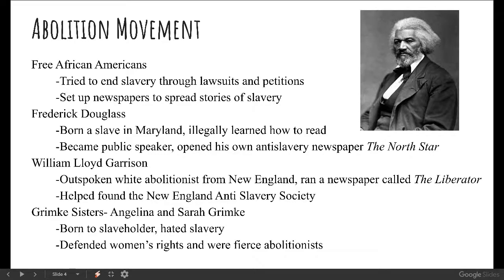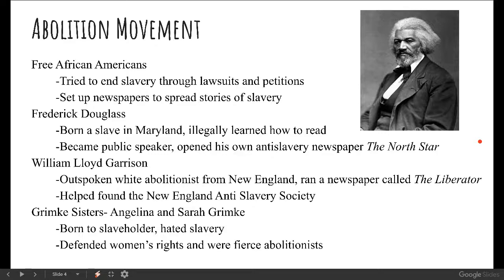And then we have a couple of major players in the abolition movement. One of those people is going to be Frederick Douglass. He was born a slave in Maryland, and he illegally learned how to read, illegally because slaves were not allowed to learn how to read. And he ends up actually writing a story of his life called The Narrative of Frederick Douglass, outlining just his experience as a slave. And eventually, he becomes a very important public speaker for the abolition movement. He opened his own anti-slavery newspaper called the North Star. He was a very influential American, not just for abolition, but for civil rights in general. So this is Frederick Douglass right here.